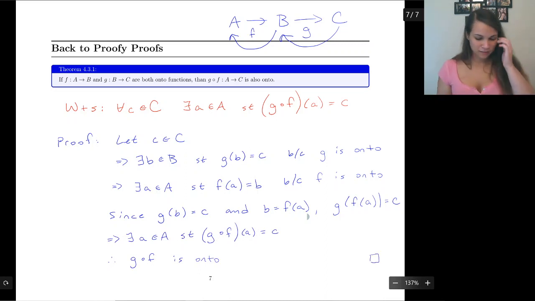Very satisfying. There you go. That's one-to-one and onto functions. It's really just existence and uniqueness. We've done it all before. So hopefully it's not too scary.